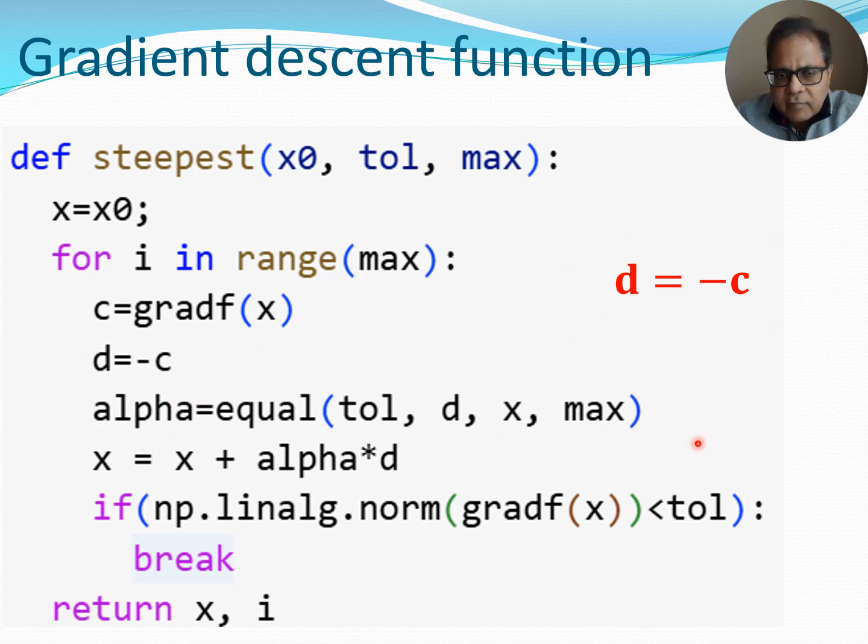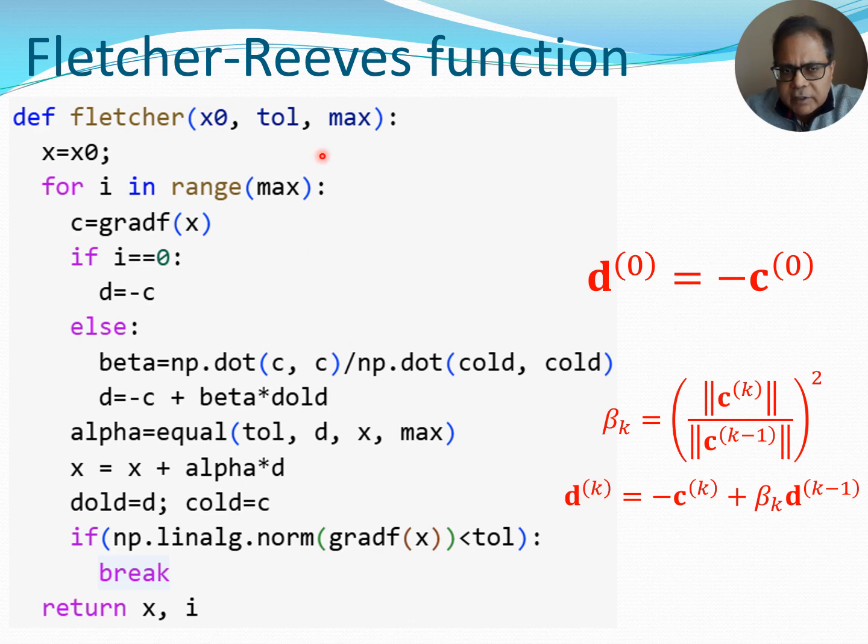And then I call the one-dimensional search. I create the new design here, x is x plus alpha times d, and then in case the gradient vector has become lower than tolerance, I break, and finally I return x and I. So that's the gradient descent function, and the Fletcher Reeves function is given here. Again, I cleaned up the argument list here, so the only thing which goes in is x0, that is the starting value, tolerance, and max.